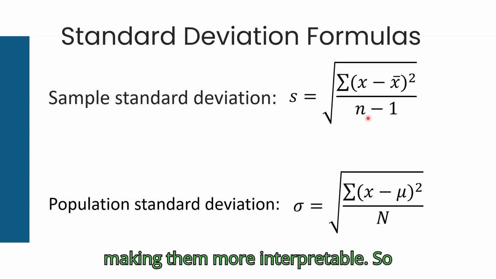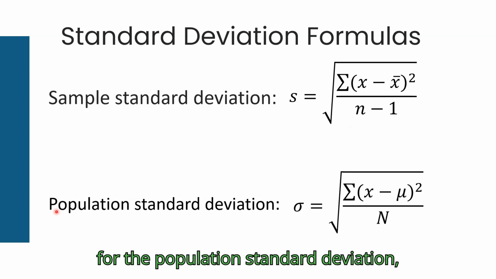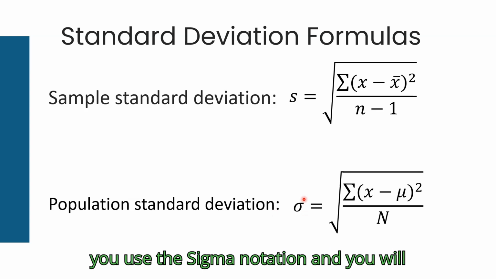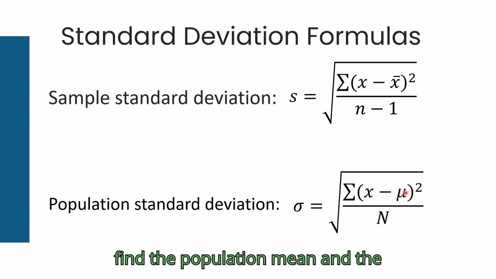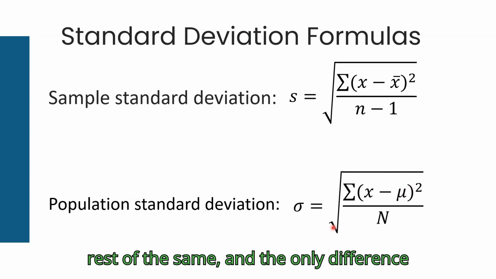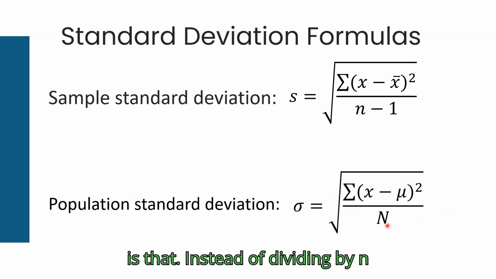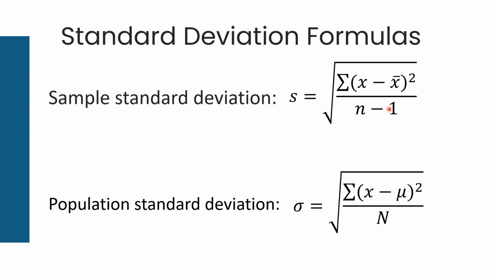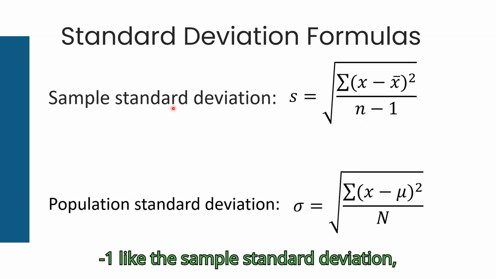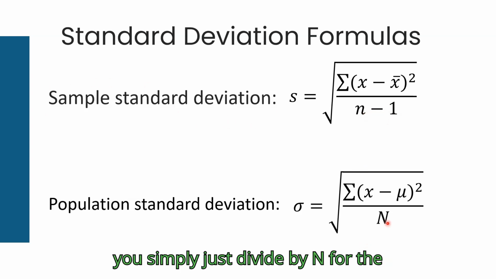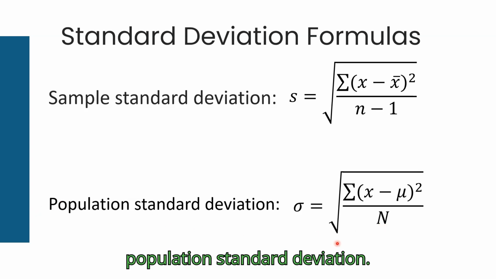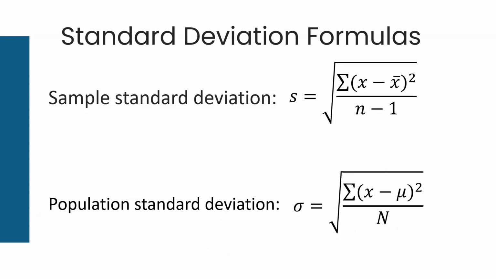For the population standard deviation, you use the sigma notation and you find the population mean, and the rest is the same. The only difference is that instead of dividing by n minus 1 like the sample standard deviation, you simply divide by n for the population standard deviation.